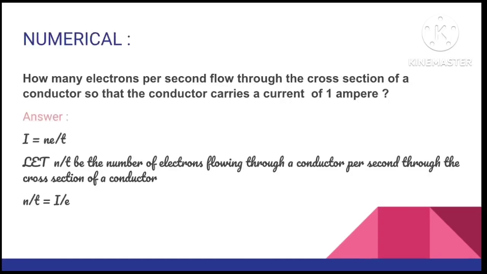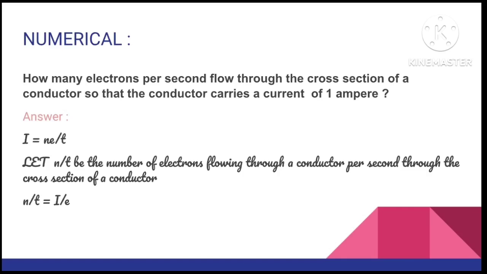Now for practice, here is a numerical. How many electrons per second flow through the cross section of a conductor so that the conductor carries a current of 1 ampere? We know the formula I is equal to Q upon t, replacing Q with Ne, we get the formula I is equal to Ne divided by t.